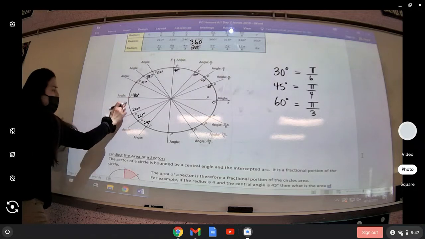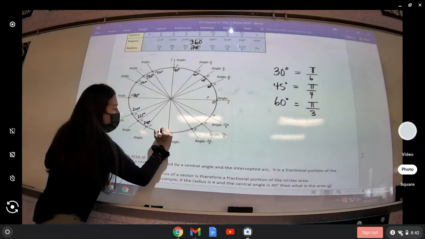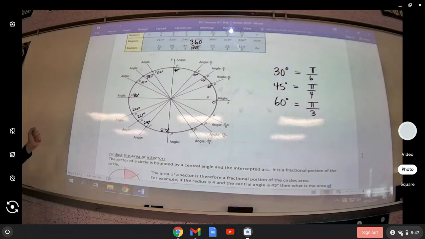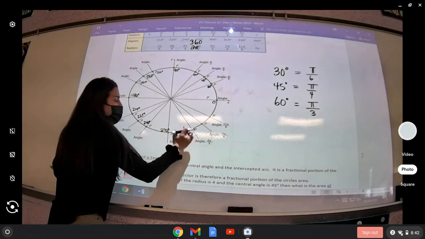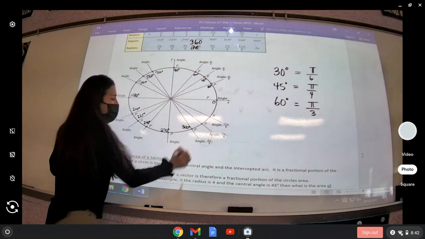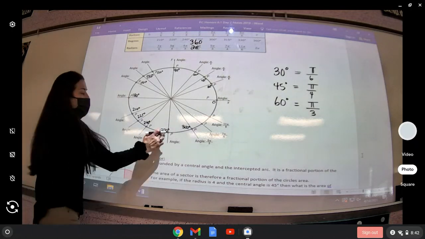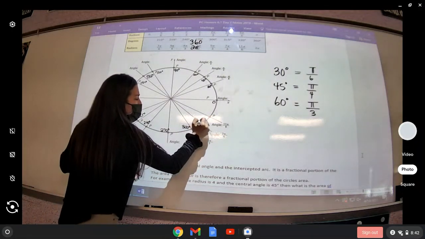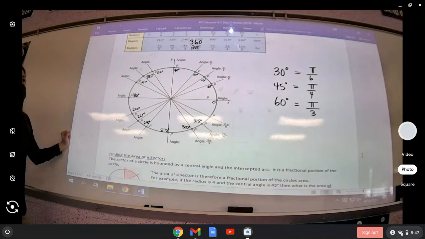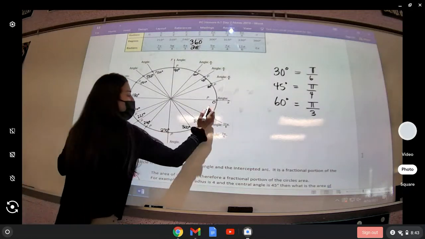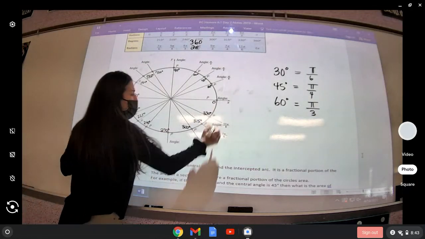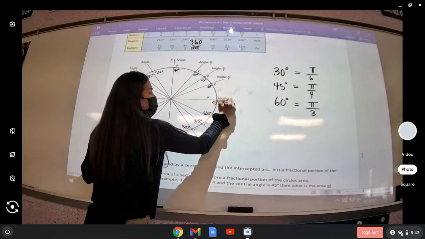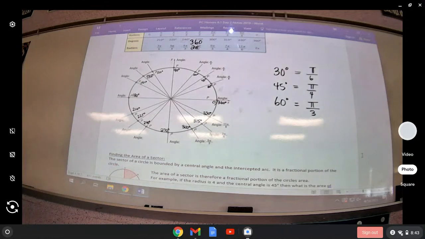And then from 180, a full 90 degrees away, there's our 270 degrees. 270 with another 30, there's 300 degrees. 270, another 45 degrees is going to be 315 degrees. And then 270, another 60, there's our 330 degrees. And then one more 30 brings us home. 360 degrees lands in the exact same spot as 0.